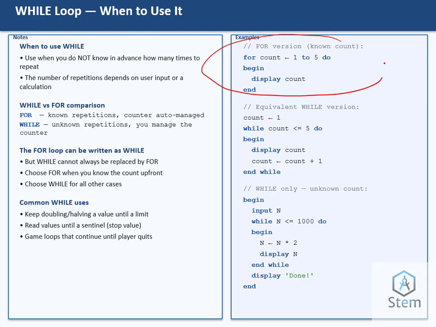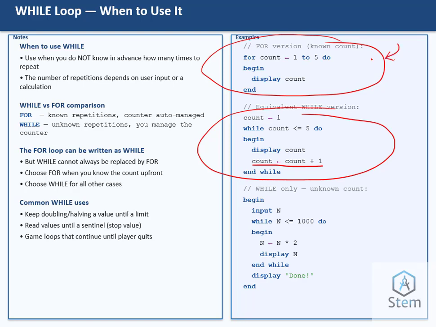This is the for loop, and this is a similar version but using the while loop. The difference between these two, other than syntax, is that with the while loop, you have to manually increment the count. The for loop was incrementing the count automatically. So that's quite a big difference between these two.